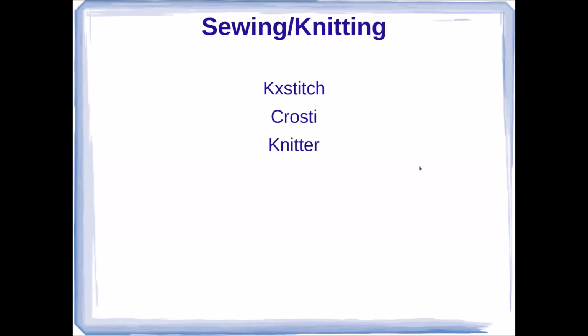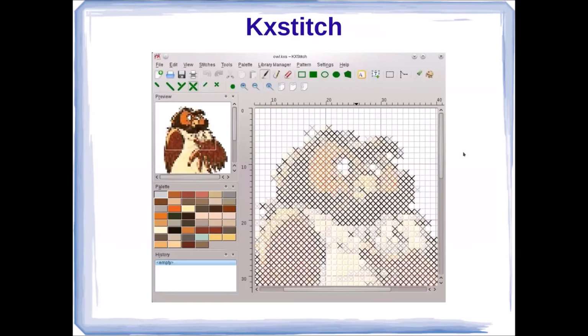I don't sew and I don't knit, but I thought this was a neat category. KX Stitch, Krusty, and I want to call that Knitter. Who knows what it's called? It's probably called Knitter. Here's KX Stitch, and again, all of these are multi-platform. You can start with them on Windows, and if you're into sewing and your sewing machine is programmable, you probably use one of these. The nice thing is all your files would port over to the same program on Linux.